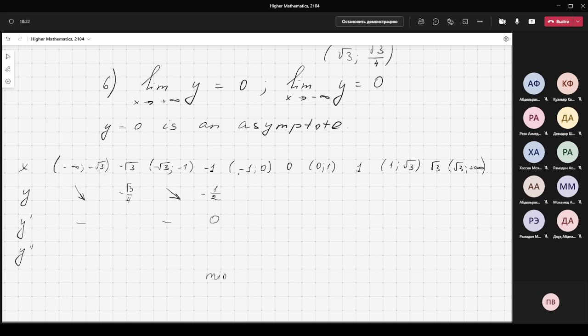In the interval from minus 1 to 0, we have a positive first derivative and our function increases. At the point 0, the value of our function equals 0.